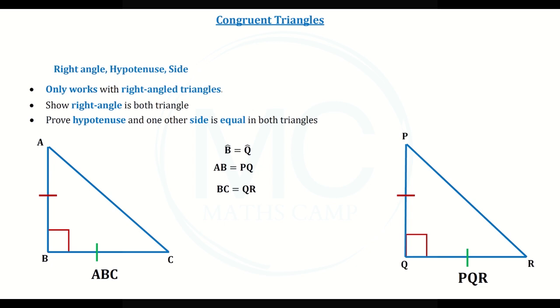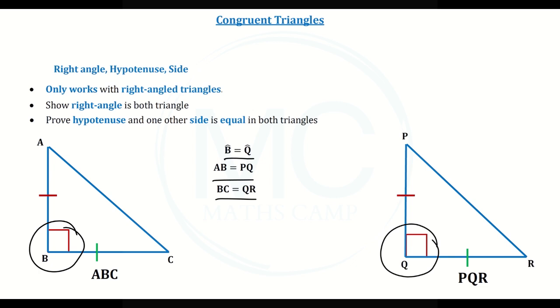We know that side AB is equal to corresponding side PQ. And we know that side BC is equal to corresponding side QR. We can also see that in triangle ABC, the included angle over here at B sits between AB and BC. And in triangle PQR, the included angle at Q sits between PQ and QR. Angle B is equal to angle Q because these are both 90-degree angles.